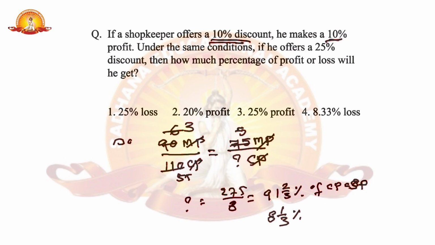3% is the loss incurred. So, the fourth option is the correct answer.